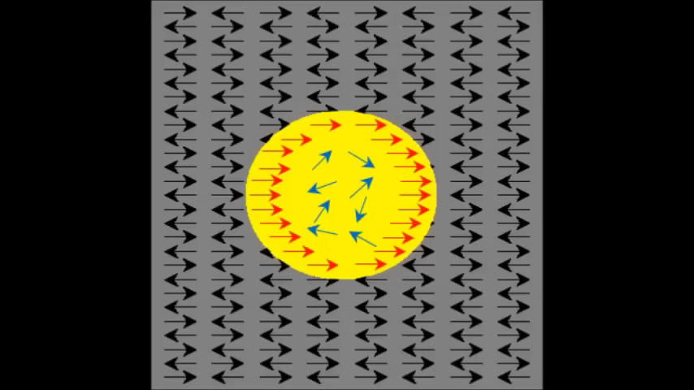This is a shell ferromagnetic precipitate. It is about 1 nanometer in diameter. The shell is ferromagnetic, whereas the core is paramagnetic. The precipitate is embedded in an antiferromagnetic matrix.